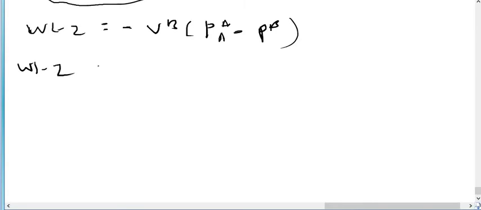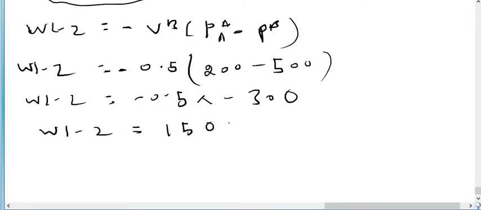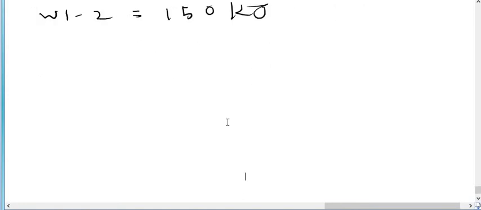So work done will be equal to minus 0.5 into 200 minus 500. So this work done will be equal to minus 0.5 times minus 300. So work done is equal to 150 kilojoules, since pressure is in kilopascals. So that is the work done. So that is the work transfer.